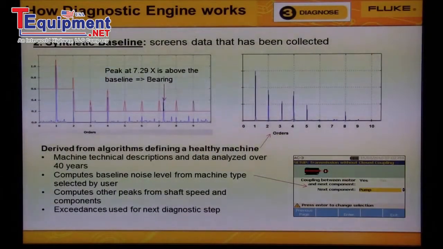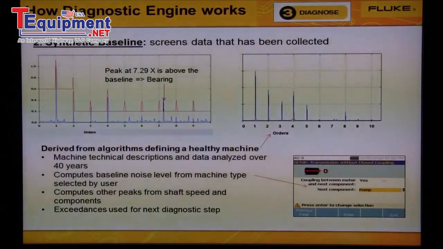Step number 2 is to generate a synthetic baseline. This is performed every time a measurement is diagnosed. From the information selected by the user during machine setup, the diagnostic engine searches its database compiled over 40 years from hundreds of thousands of machines to find what a machine of the same category would look like.